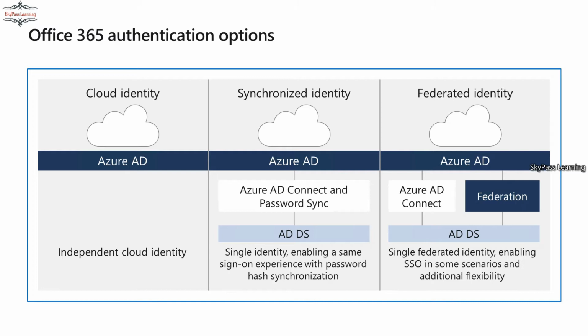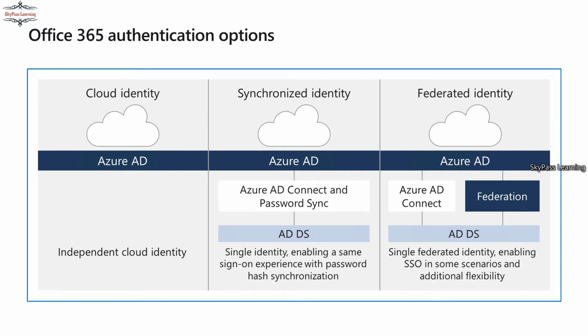The authentication process for Azure AD is an independent cloud identity, and the authentication will be hosted by Azure AD only. If you have a synchronized identity, Azure AD Connect is used to sync your on-premises Active Directory. Here you can see the single identity enables the same sign-on experience with your password hash synchronization. So the on-premises details along with your password information will be synced to cloud or O365, and with the help of the same, users get authenticated.